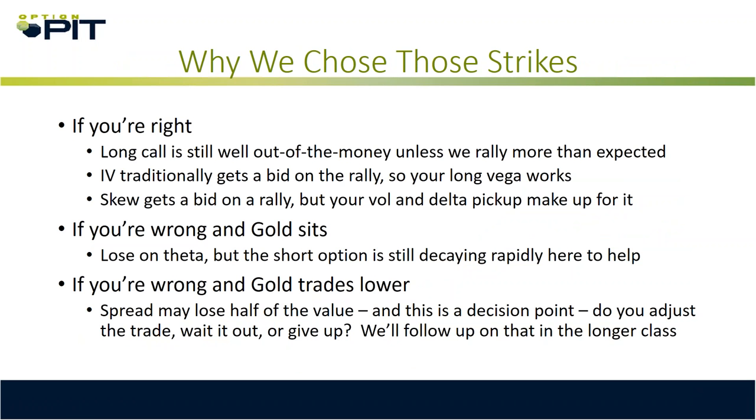When you're right, volatility gets bid. When gold rallies, implied volatility gets bid. That is the key to know. The same way that volatility gets bid when S&P sells off, volatility gets bid when gold rallies. We don't necessarily want to drive all the way through our long call, because then you start getting hit a little bit on the skew.